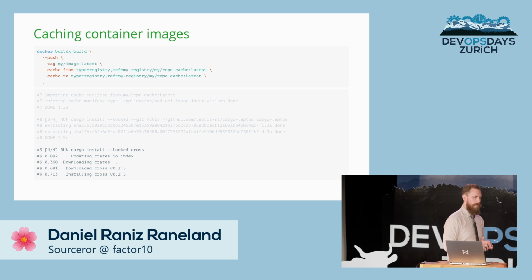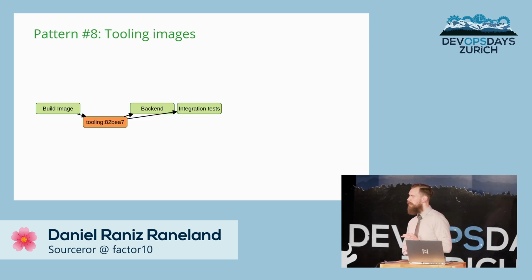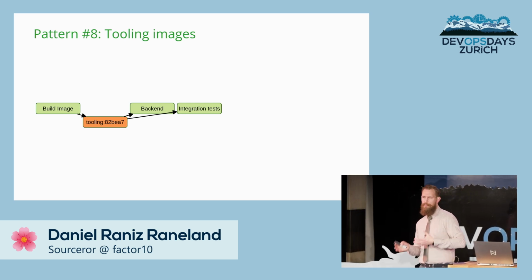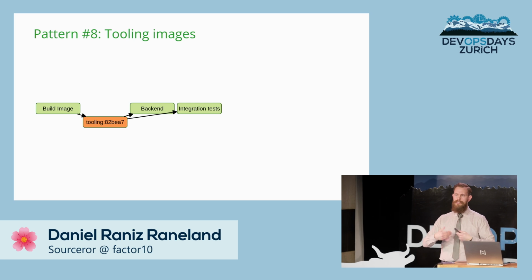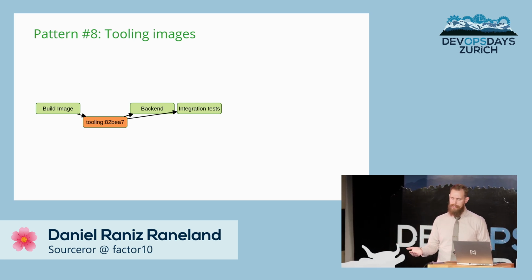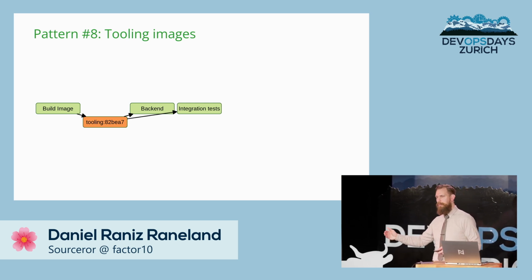I am running out of time, so let's talk quickly about tooling images, and then I think I'm done. So tooling images is where we build an image containing all of these tools that we need. Instead of installing them when our pipeline starts, we build a Docker image, and then we run the rest of the steps with that image.